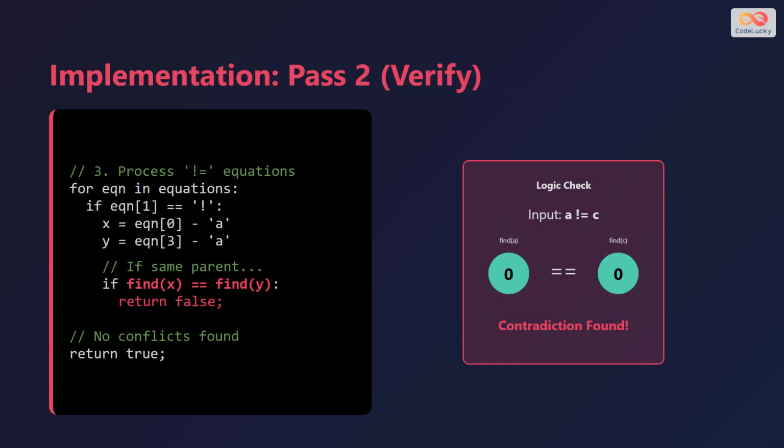In the second pass, we iterate through the equations again, but this time we look for the not equals sign. For every A not equal to B, we check their roots using the find operation. If find A is the same as find B, it means they are in the same group, which contradicts the inequality. We immediately return false.